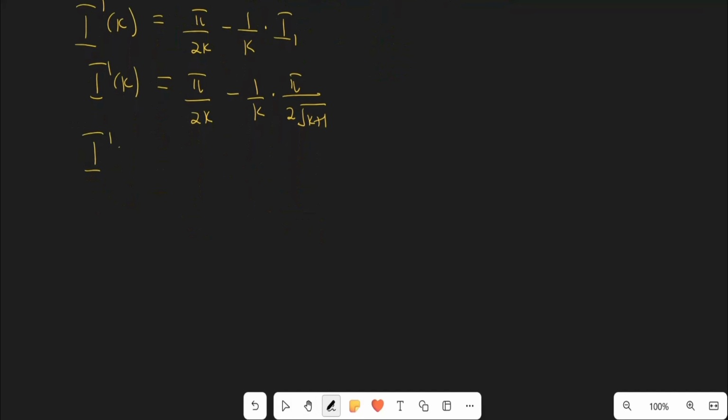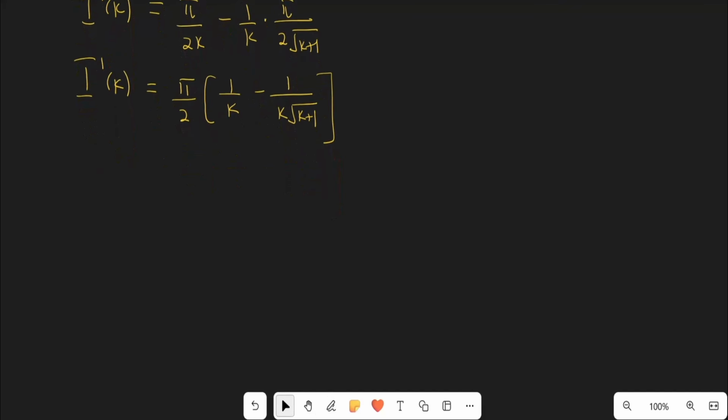Alright, I prime of k is equal to, so we see that pi over 2 is a constant, right? So I can pull that out, and I'm left with 1 over k minus 1 over k times the square root of k plus 1, like this.